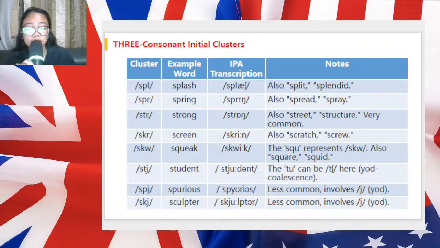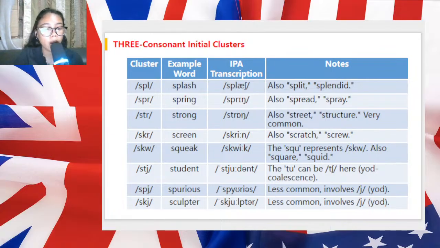First, we have the SPL cluster, as in the word splash. This combines the S sound followed by P, then L, all in one smooth sequence. So that's splash. Remember, with the S at the beginning, the P sound here is unaspirated, no big puff of air after it. This makes the transition from S to P to L very fluid.